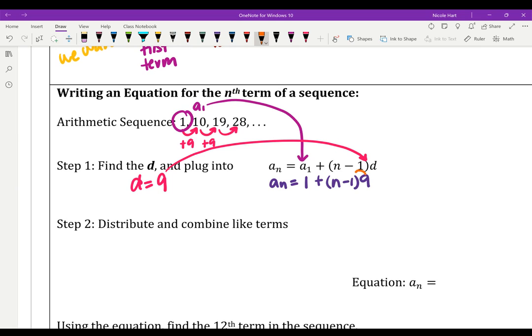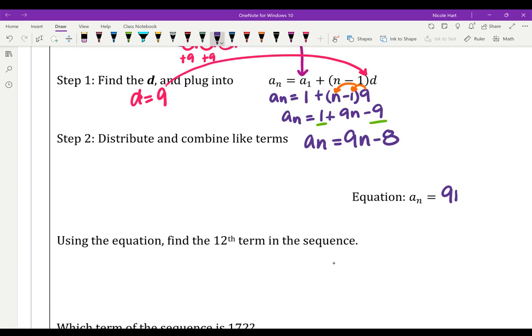From here, we are going to distribute. So a sub n equals 1 plus 9 times n, which is 9n, minus 1 times 9, which is 9. Now we're going to combine our like terms. We have a +1 and a -9. We add those together, and a sub n equals 9n minus 8. So that is our equation, 9n minus 8.